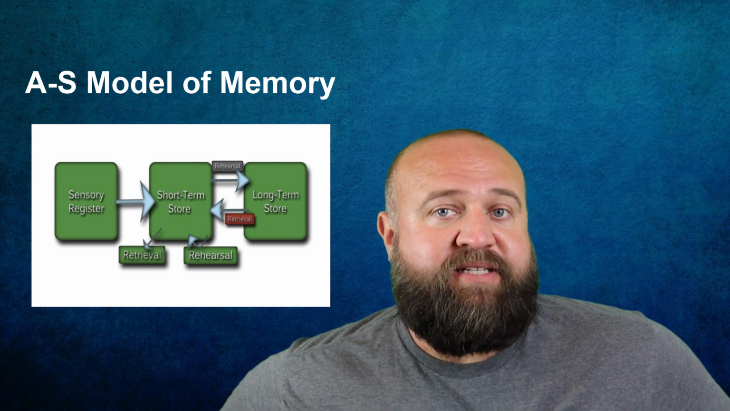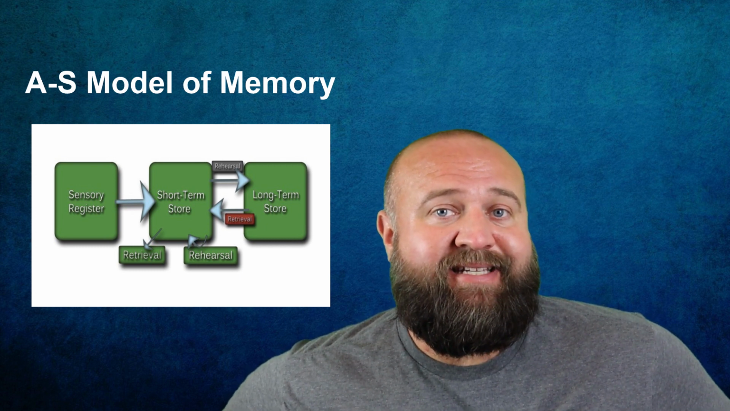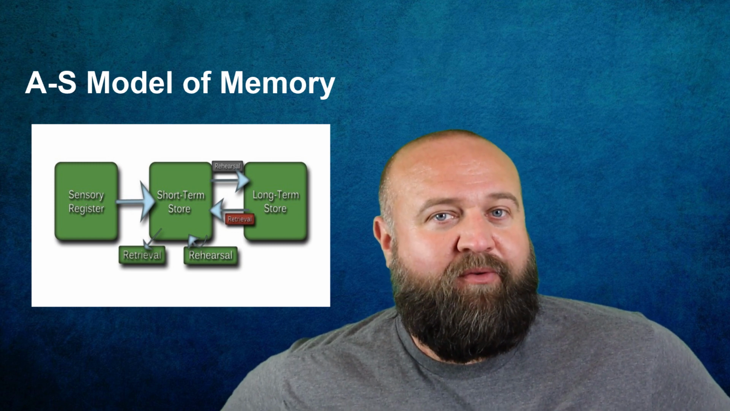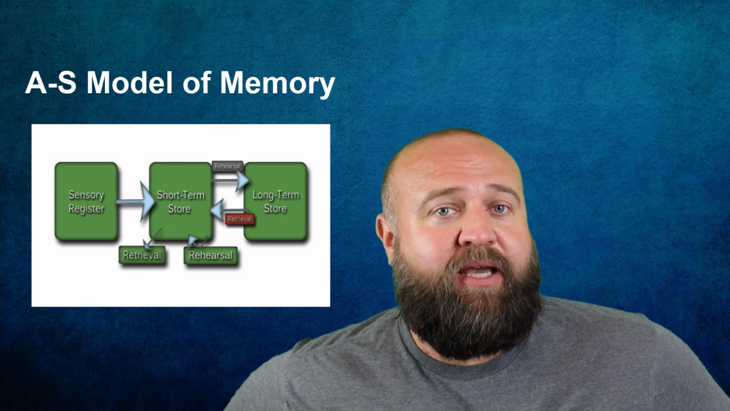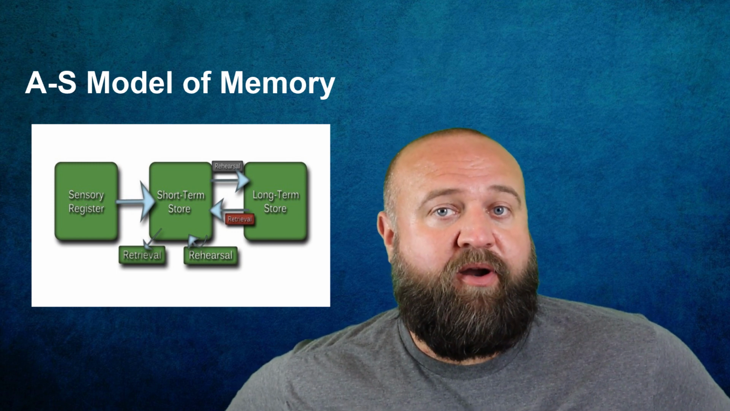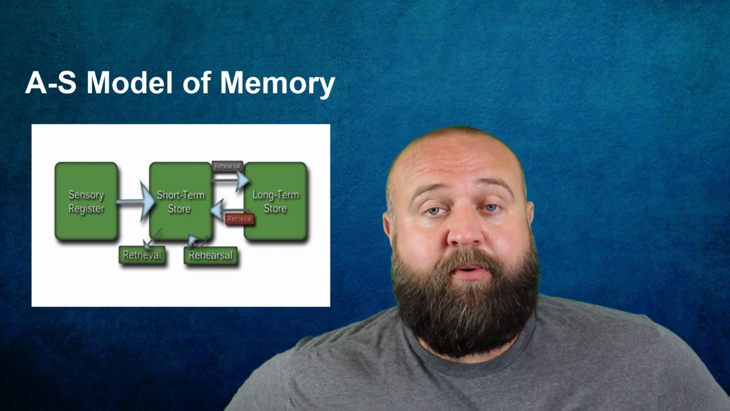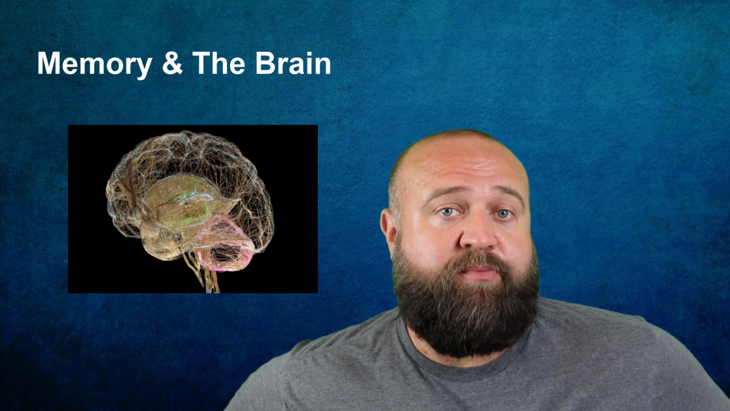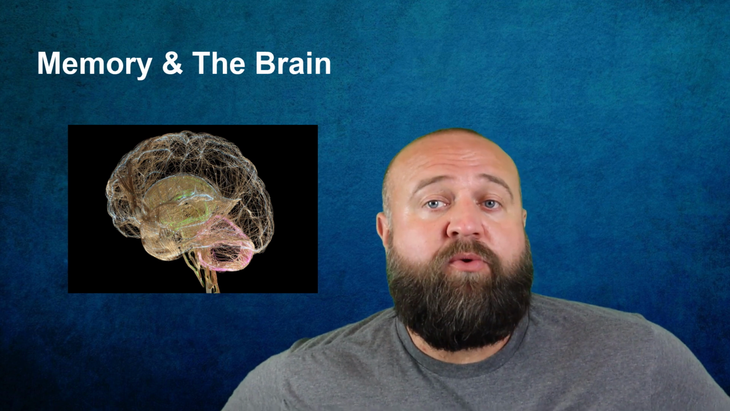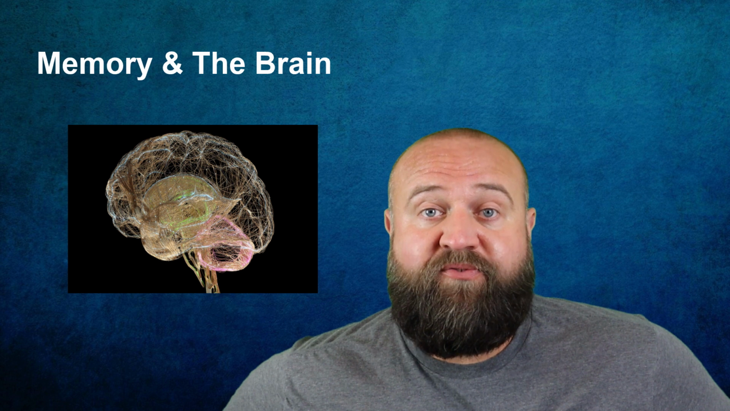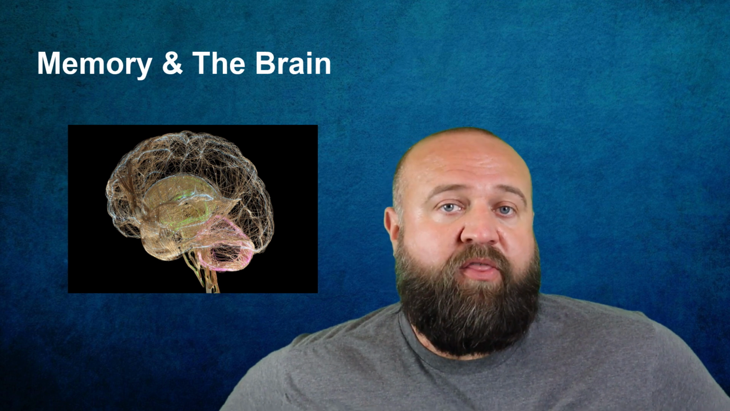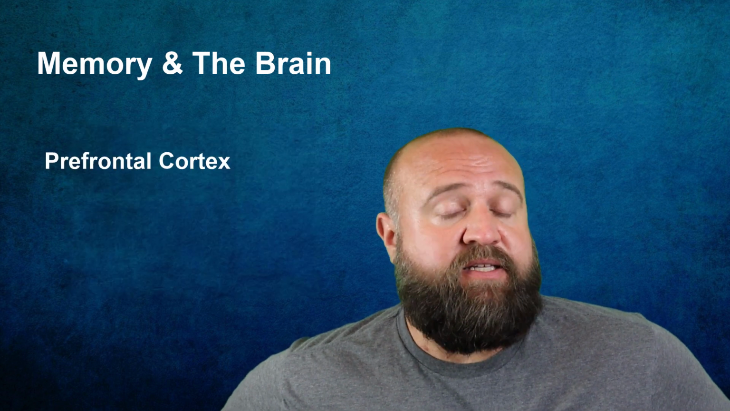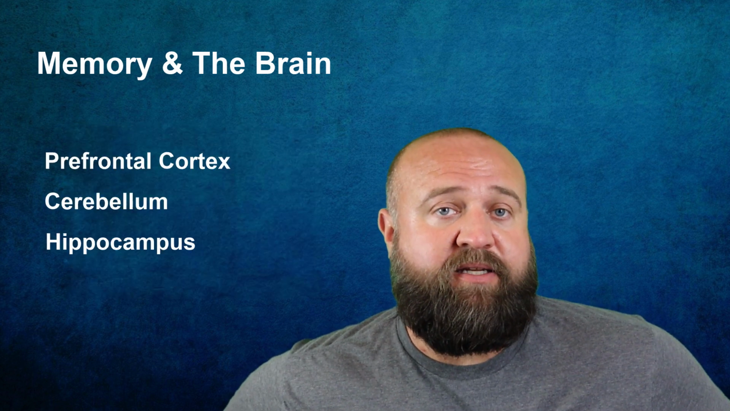What's important to remember is that the AS model of memory doesn't necessarily correspond to specific parts of a person's brain. It's more of a way for us to understand complicated interactions that occur within our brains that help us form and remember memories. That being said, there are some specific structures of the brain that are especially associated with certain types of memory or with certain functions of our memory system. The 4 in particular that are important to know are the prefrontal cortex, the cerebellum, the hippocampus, and the amygdala.